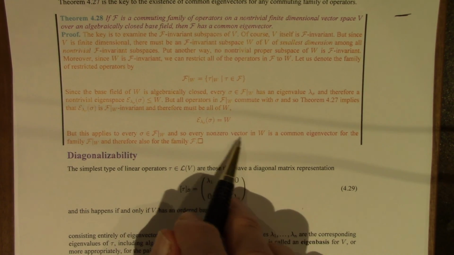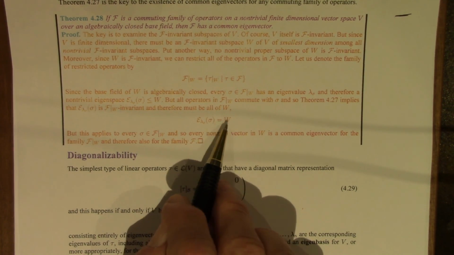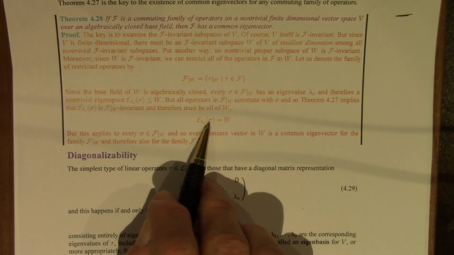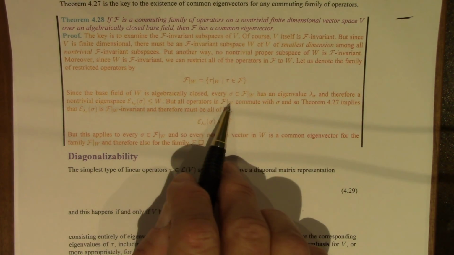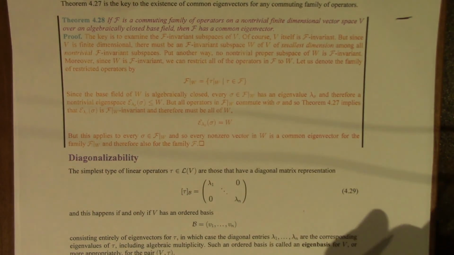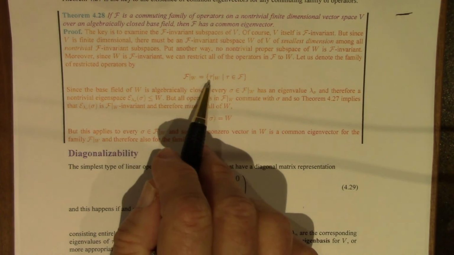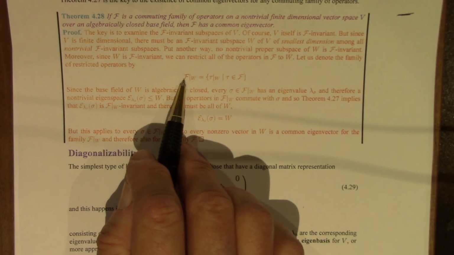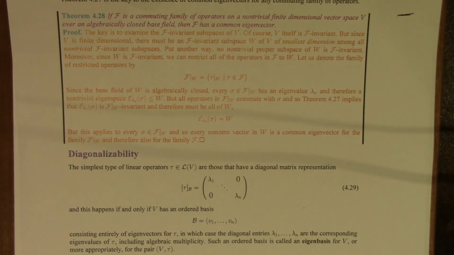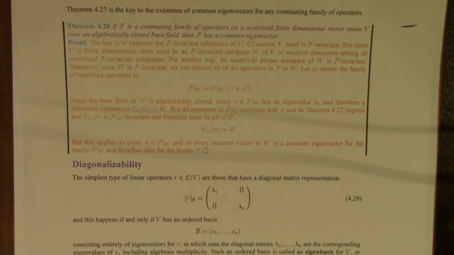So every non-zero vector in W is a common eigenvector for all of the sigmas in this family, all of the operators in this family, and therefore also for all of the operators in the original family F without the restriction of the domains. Okay? So that's the proof.